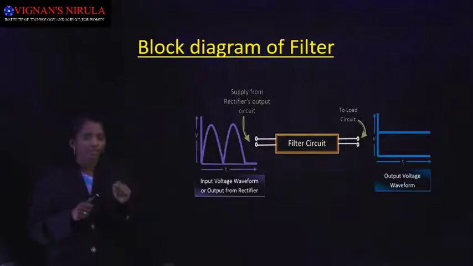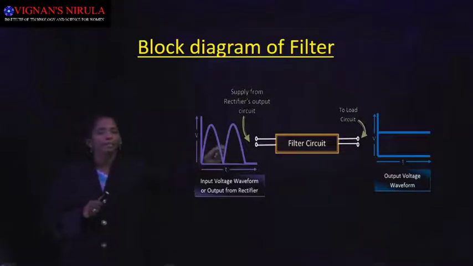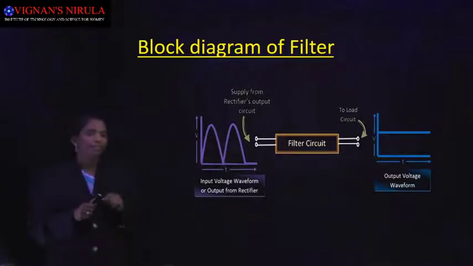Here we give the input as pulsating DC, or unidirectional DC, and we get the output as pure DC. This is the representation of pulsating DC, and this is the representation of pure DC.